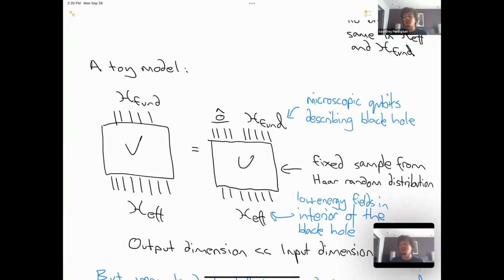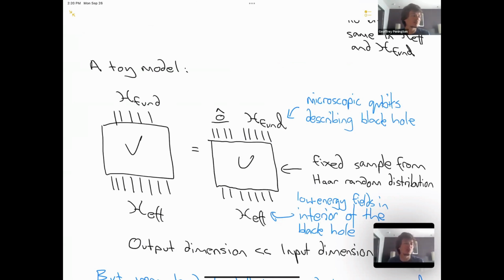But the idea is that we're going to have a map V from our larger effective field theory Hilbert space describing the black hole interior into the fundamental microscopic qubits describing the black hole. And this map is just going to be very simple. We're first going to apply a unitary U to our effective field theory qubits. And I'm going to assume that this U is sampled from the Haar random ensemble, just because that makes calculations very easy.